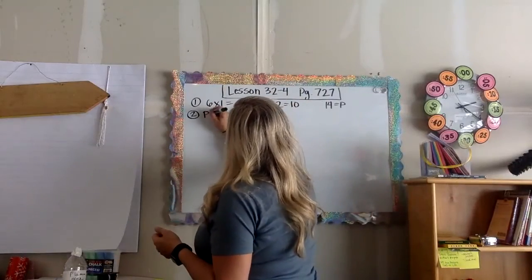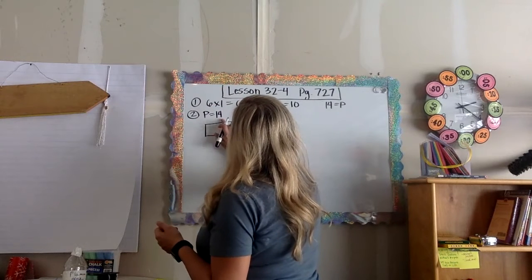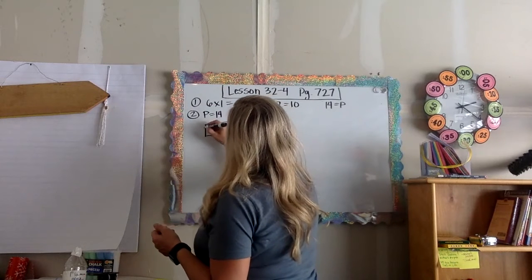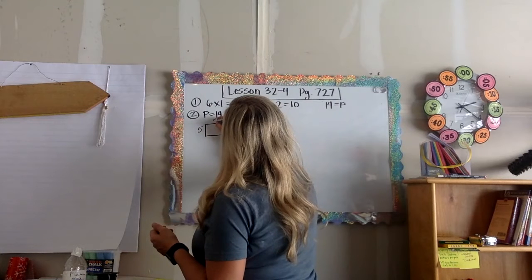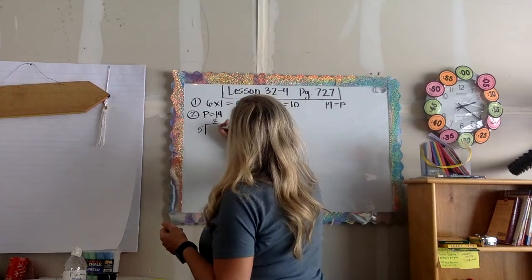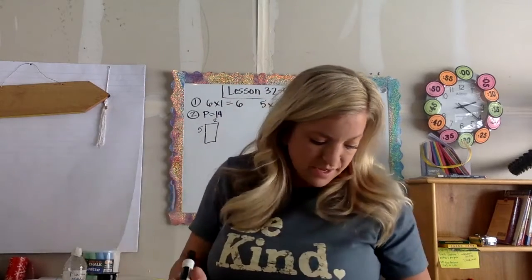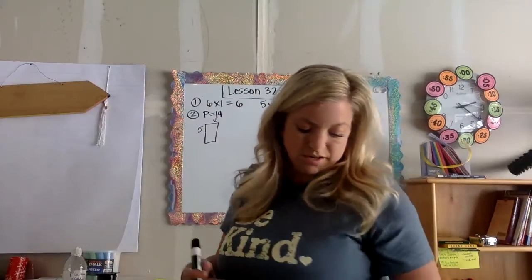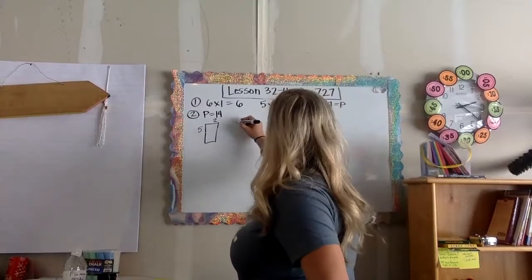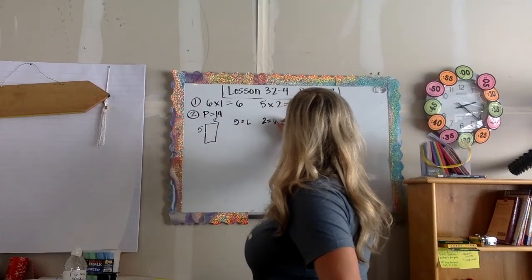So the perimeter is 14. These two sides need to equal 7. So I'm going to do 5 and 2. It should actually look more like this. Okay, but I'll do 5 and 2. And then it says write the length and width in each table. So it would be 5 feet would be the length, 2 feet would be the width.